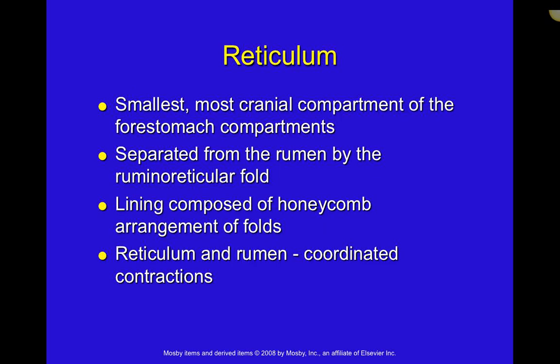So the reticulum is the smallest, most cranial compartment of the 4 stomachs. It's separated from the rumen by the ruminoreticular fold. So it's kind of like the fold that separates the esophagus from the stomach when the stomach's full. The lining is composed of a honeycomb arrangement of folds, and the reticulum and rumen work together. So they have coordinated movements to get that food mechanically digested.